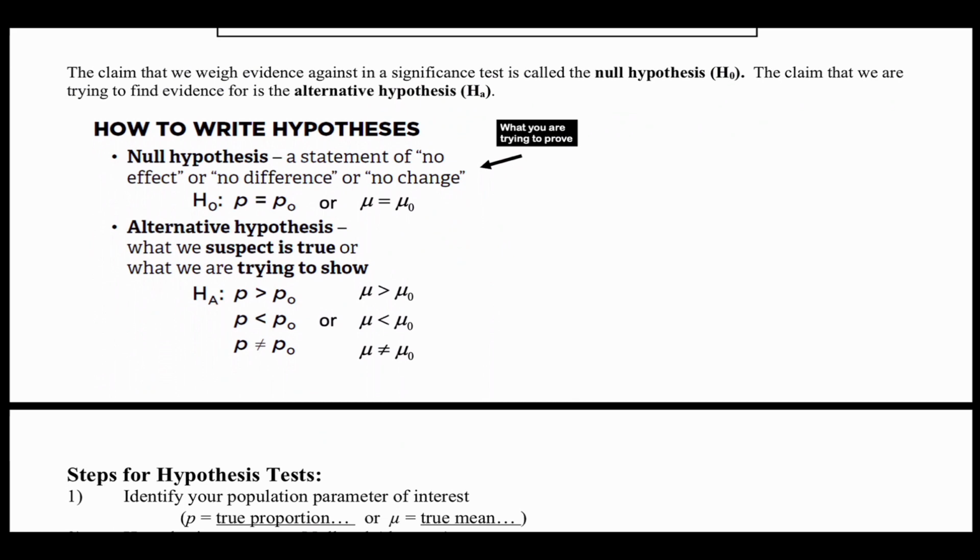Okay, so the claim that we weigh evidence against in a significance test is called the null hypothesis, H sub 0. It looks like an O, but it's sub 0. The claim that we are trying to find evidence for is the alternative hypothesis, H sub A. Sometimes it's a capital A, sometimes a lowercase a, it doesn't matter, it's the same thing. It means alternative. So when we come up with our null hypothesis, these are going to be one of two things.